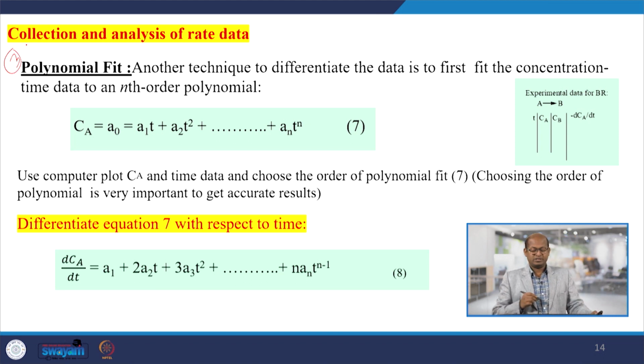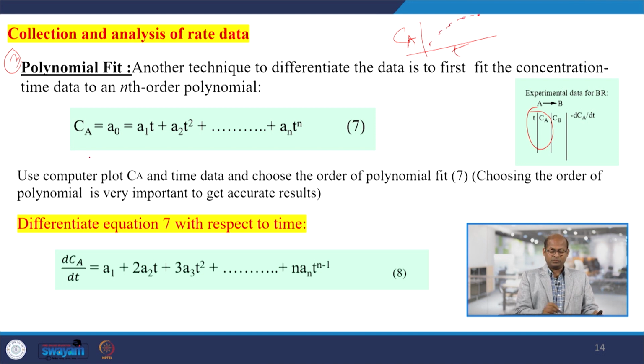This is the easiest method, since nowadays we can use different computer software, Origin, Excel, anywhere, to plot this and get the data. It would be the easiest way. So now we have this concentration against time data. We can plot them this way, and these are the experimental data points. Once we plot them, we have to fit that data with an nth order polynomial fit. The software will give us the data.